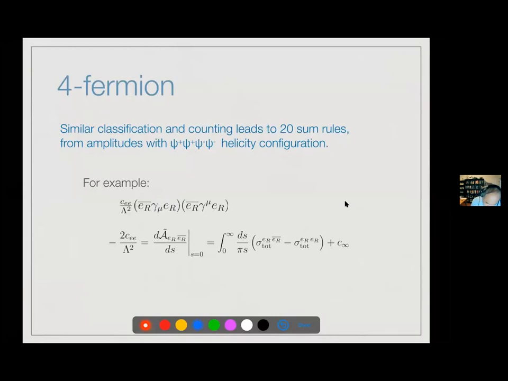For example, we can have four right-handed electrons, and you can consider the scattering with ER, and this gives you a sum rule like this. We'll talk more about the implications of these sum rules later. Okay, this basically concludes the derivation of the sum rules. The basic argument is that from an argument of scattering amplitude, you first classify what kind of elastic amplitude you can have. Then you ask yourself what kind of SMEFT operators can contribute to those amplitudes. And then you derive all the sum rules.